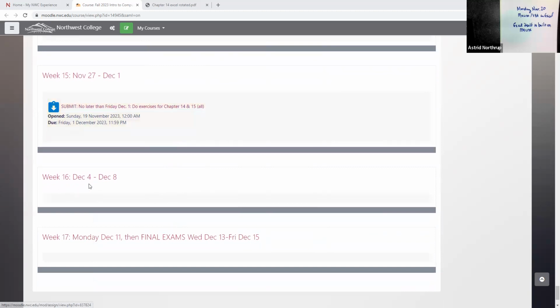Now, the interesting thing is after we get done with these exercises, we really only have one full week of class left. And that will be December 4th till December 8th. And then beginning on Monday, December 11th, we have 2 days of classes. And then Wednesday, December 13th through December 15th will be finals exams week.